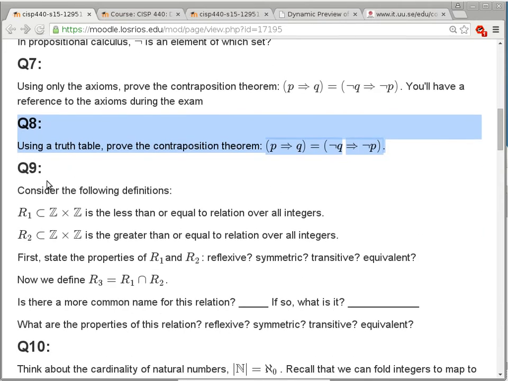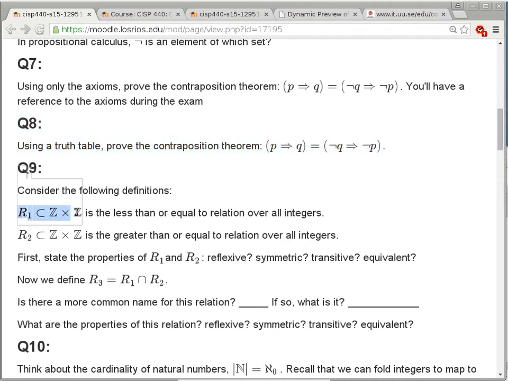And now we get to question number 9. Question number 9 is not really nasty, but it requires a few more steps and a little bit more thinking. So we'll consider the following definitions, and this has to do with relations. R1 is a relation over integers, and it has to do with less than or equal to, typically written like this. R2 is pretty much the same thing, except it is representing greater than or equal to, which is usually written like that.